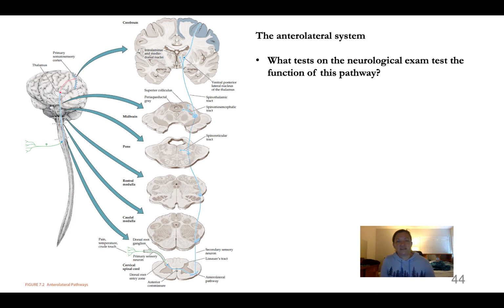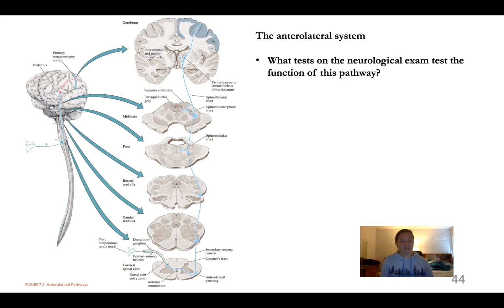Okay, so the anterolateral system then, taking the same step-by-step approach we took for the dorsal column medial lemniscus system, what tests on the exam test function of this pathway? So this time you're looking for crude or deep touch, or pin or sharp pain, or sharp touch, or temperature.